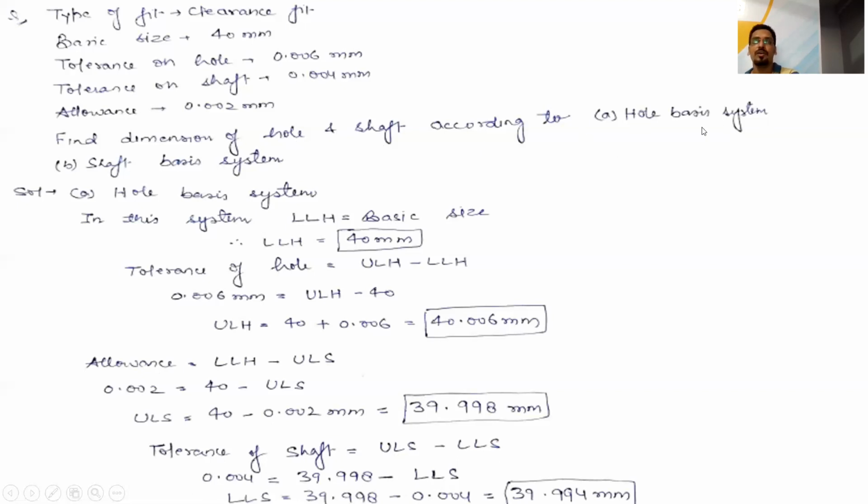We have taken the hole basis system, but all the formulas will remain the same for the shaft basis system. The only difference is that we have to take the upper limit of the shaft as the basic size, that is 40 mm, and the other portion remains the same. It means the formula will remain the same as we have used here. So please try to do it yourself. This is your work. Please try to do the shaft basis system.